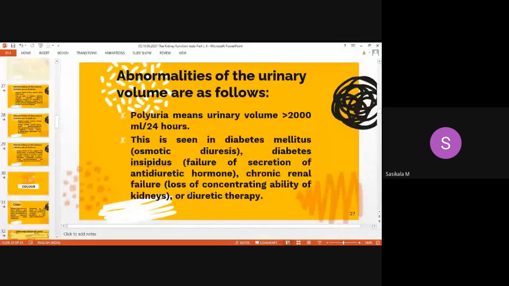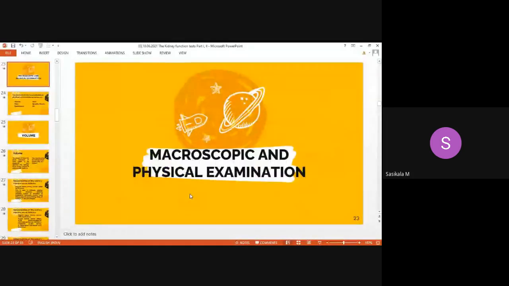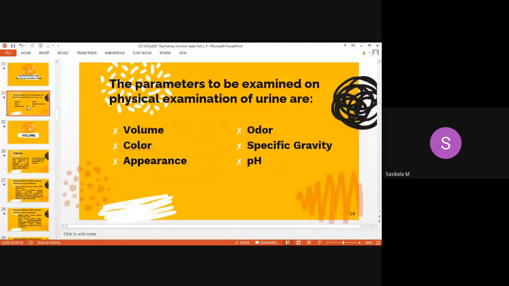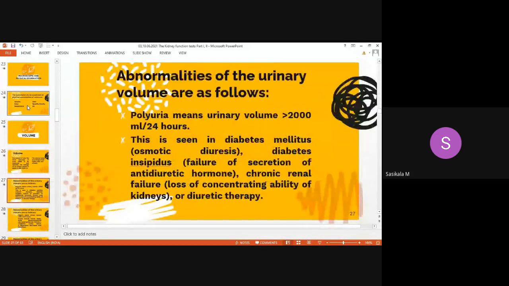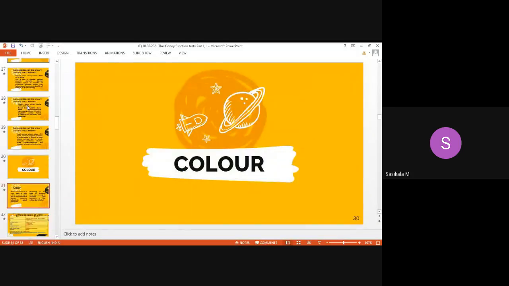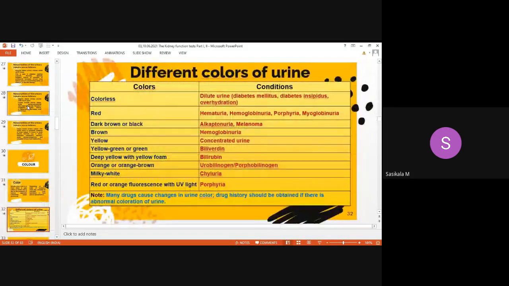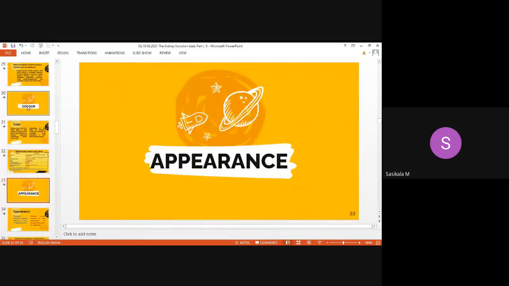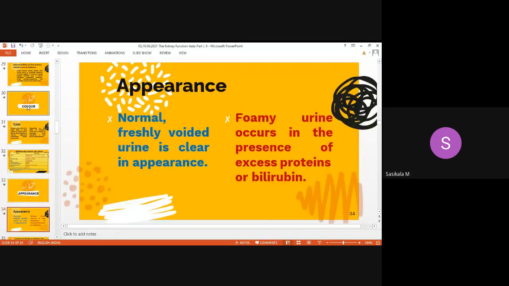So what examinations have we seen now? Among the 6 types of physical examination, you have seen volume and color. Volume output will represent abnormalities of urinary diseases: polyuria, oliguria, and anuria. And color also indicates different disease conditions, which we have seen. Now let's move on to the appearance of urine.